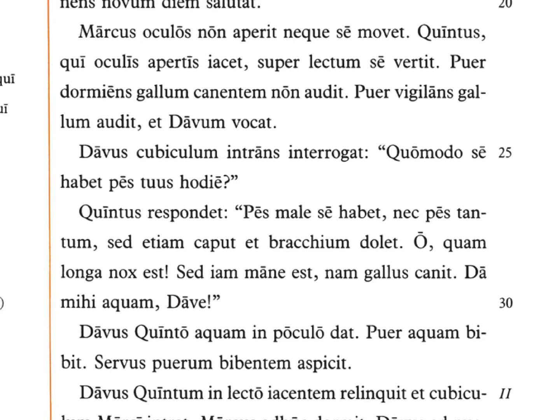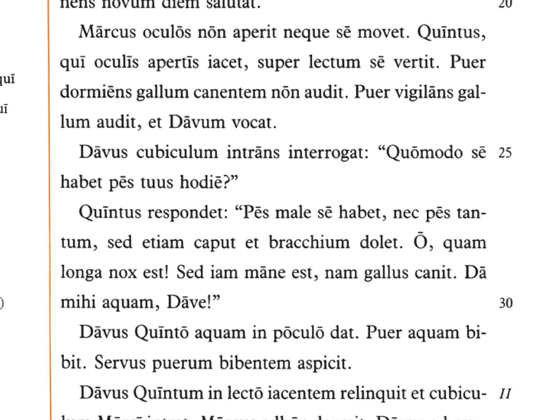Alright, then our next sentence also has a present participle. Davus cubiculum intrans interrogat. So again, to recognize a present participle, you look for an ns at the end in the nominative form, or you'll look for an nt with a third declension ending. So if you look at that sentence, see if you can find a present participle. Davus cubiculum intrans interrogat. So hopefully you notice that intrans ends with the ns, so that's your present participle. And in English, we just do that with ing. Davus entering the bedroom, asks, Quomodo se habet pes tuus hodie?